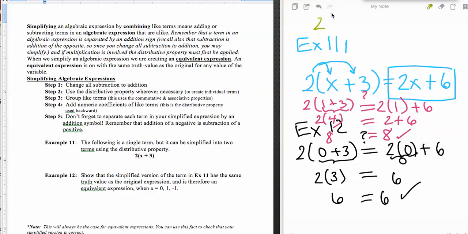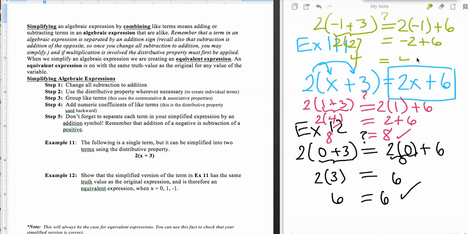So 2 times a -1 plus a 3. And then we're asking, is that equal to 2 times a -1 plus 6? And again, verify using order of operations. -1 plus 3 is 2. Put that in parentheses. Multiply it by the 2 out here. 2 times 2 is 4. Then over here, we're going to find out, is this equal to 2 times a -1, which is a -2, plus a 6. And -2 plus 6 is 6 minus 2, which is indeed 4.